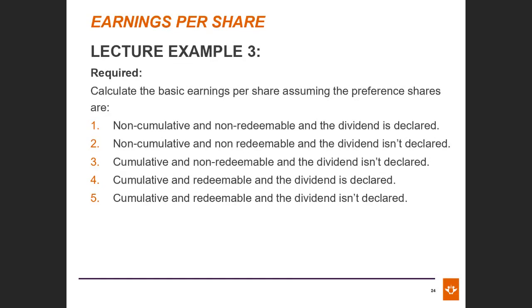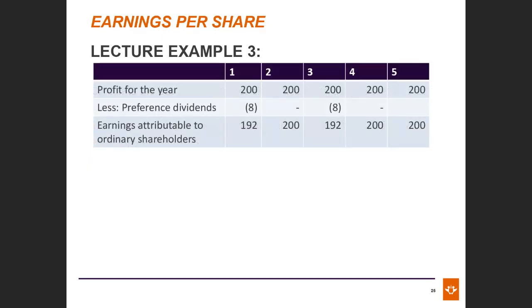Okay, you are 100% correct. No, we would not deduct the dividend because it isn't declared, and because these preference shares are non-cumulative, the company does not have to pay them in the future. Okay, they do not have to be caught up in the future. So you are correct. We are not going to deduct this preference dividend. So we are simply going to take our profit for the year, this 200,000, and that will become our basic earnings that are attributable to our ordinary shareholders.